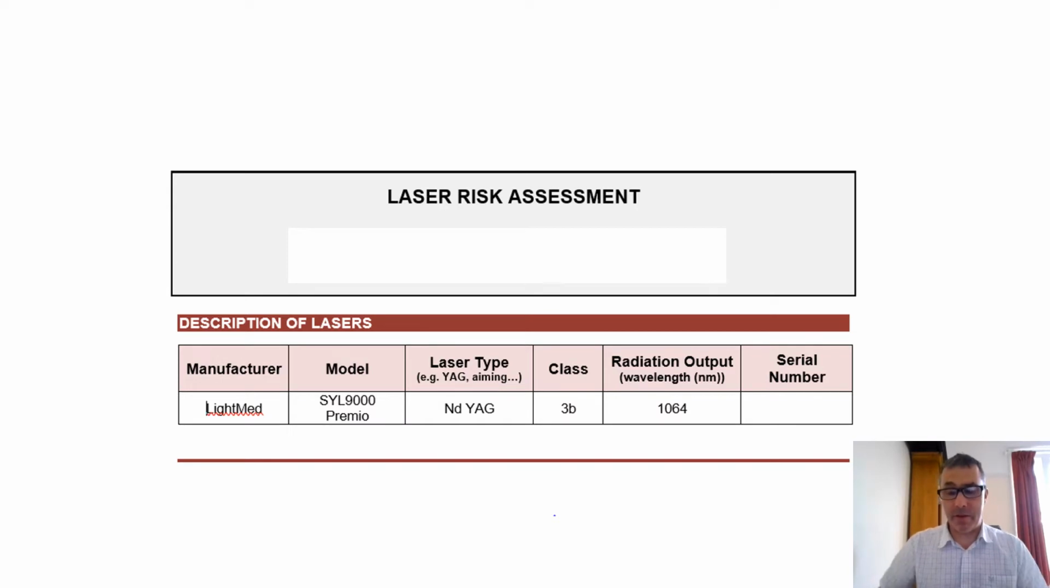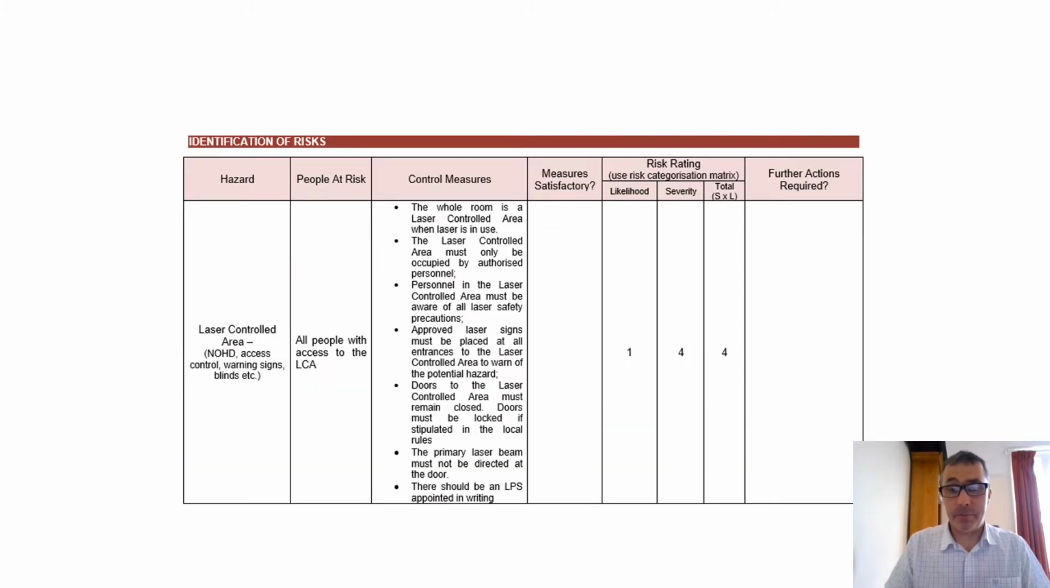You need one of these for every type of laser, although you could put several lasers in one document if they have similar characteristics. So you'd list out your laser, and you can see this particular one is about a neodymium YAG laser used in ophthalmology. This is just a sample page. There are many more pages than this in our risk assessment. Between maybe 10 and 15 pages is typical.